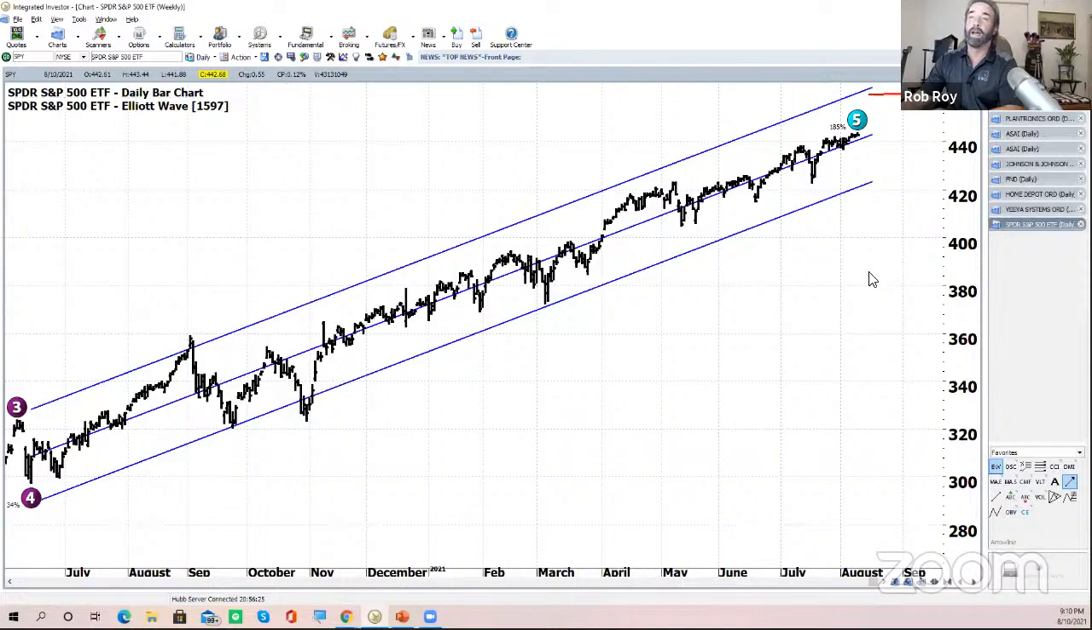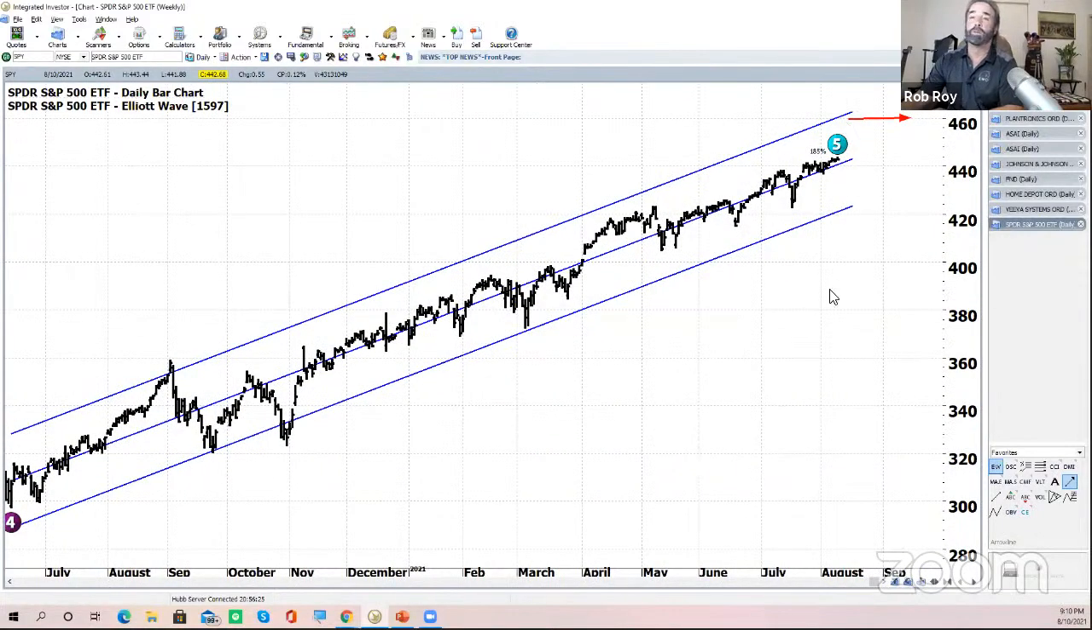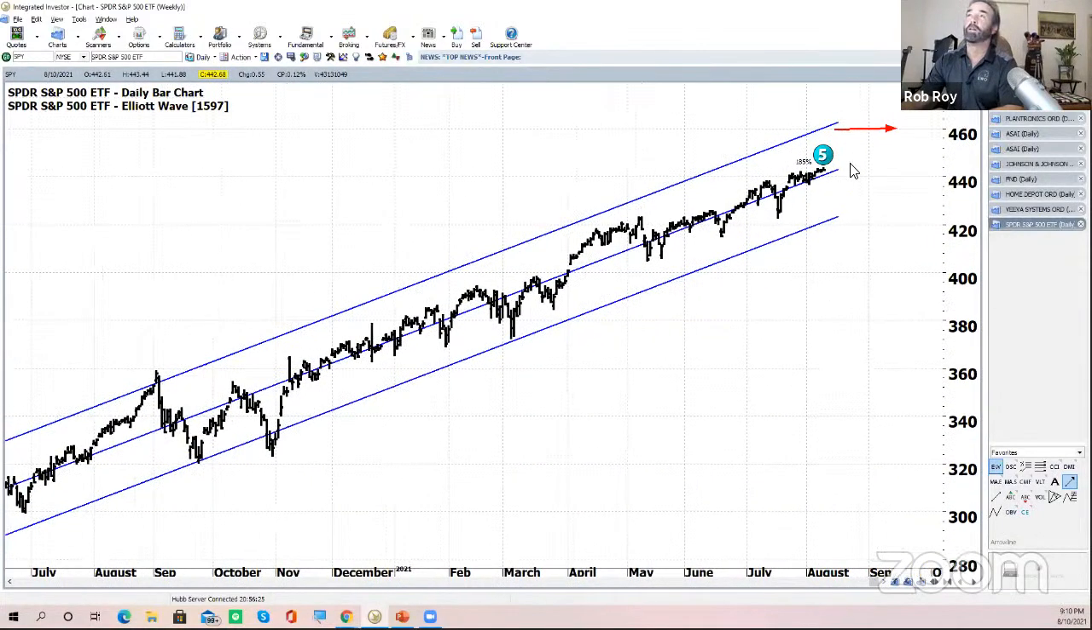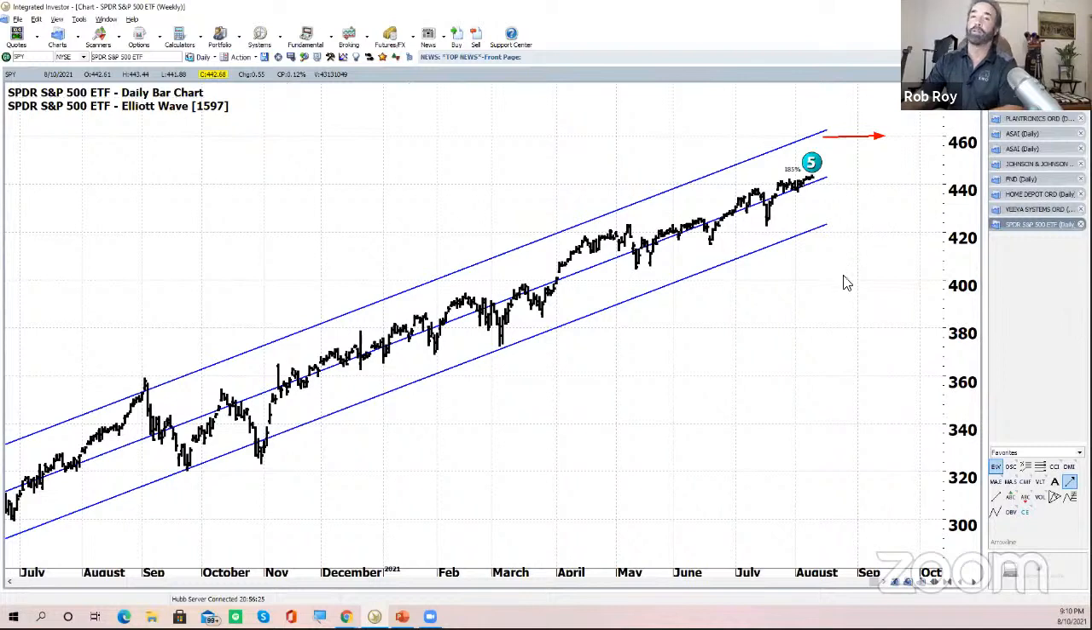So if we break out of that ascending triangle and just move to the upper end of this 1 standard deviation channel, it brings us right to 460, which is the level we've talked about, which is on the Elliott Wave long count as a price target, as well as the weekly Elliott Wave chart. So it could make an awful lot of sense that if we do spring to the upside here, that we hit that level.